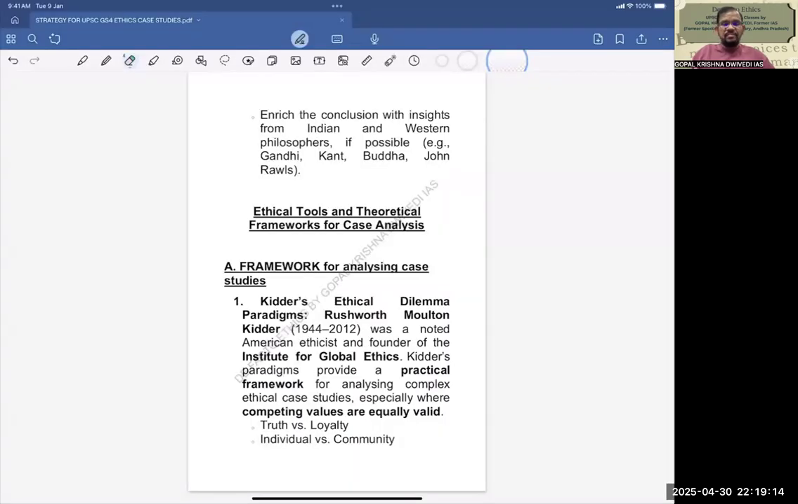First of all, we should know that these theories are divided into three categories. In the first category, I have two ethical concepts which are useful as a framework for analyzing the case study. They do not provide any answer to us, but they simply provide a process, a framework, for analyzing the whole case study. For example, first is Kidder's ethical dilemma paradigms.